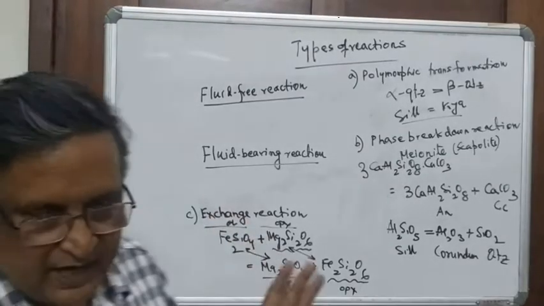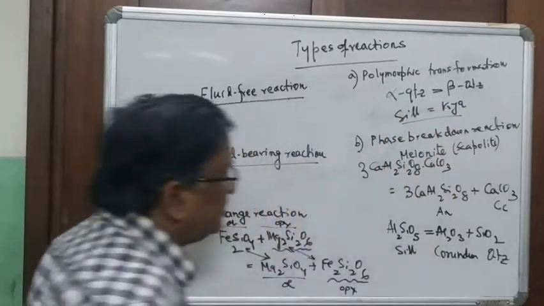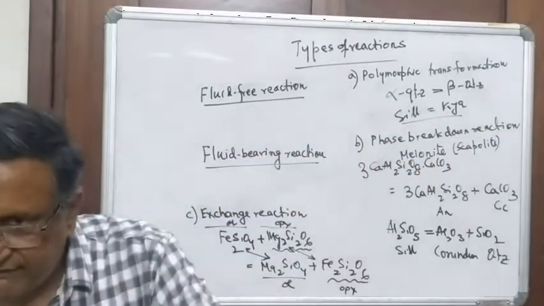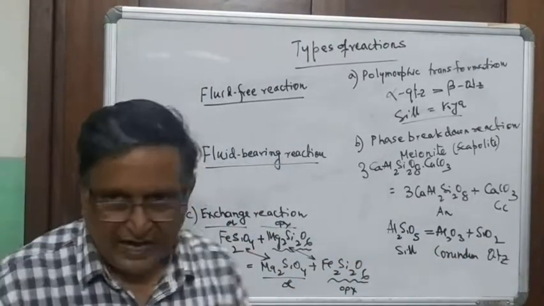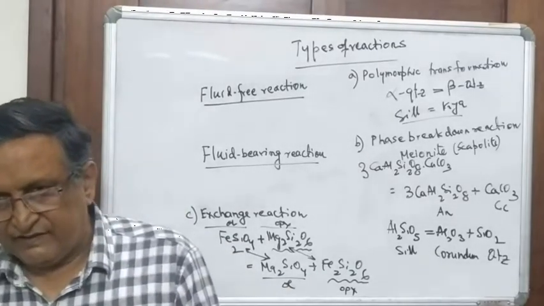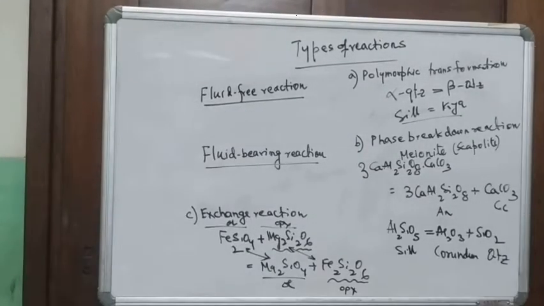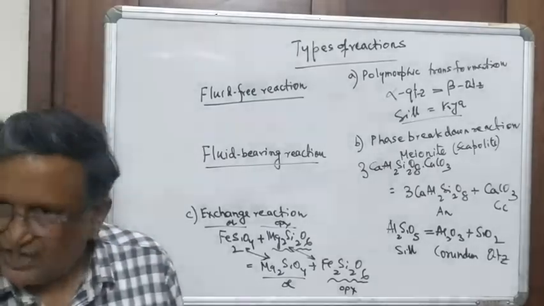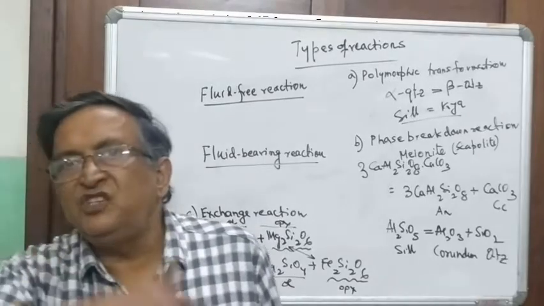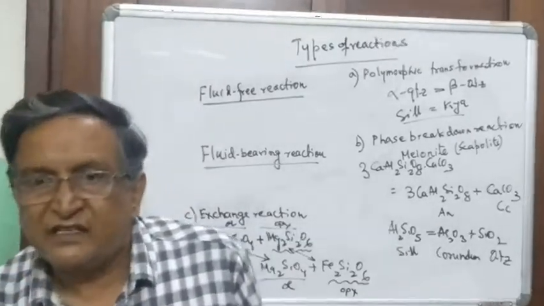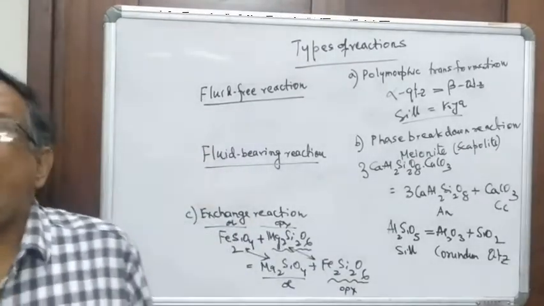So there are 3 types of reaction in fluid-free reactions. One is polymorphic transformations, then phase breakdown reactions where the phases on either side of the reaction are different, and then you have exchange reactions where the phases on either side of the reaction are one and the same, but the phase components are different. Now, all these reactions may happen simultaneously, or they can happen sequentially when the rock passes through changing pressure-temperature conditions. Unless you get zoned minerals, you always get the end product.